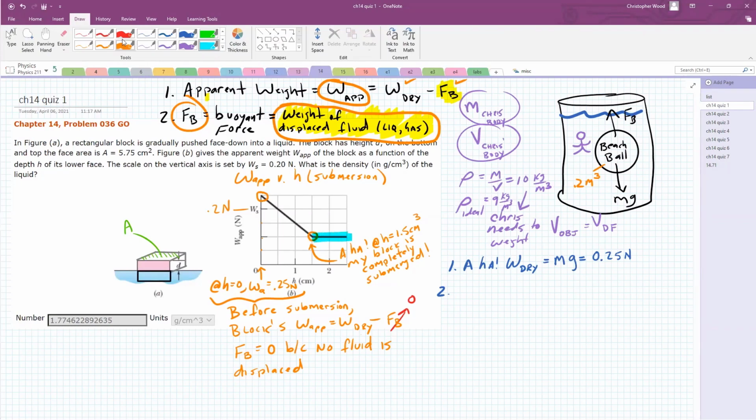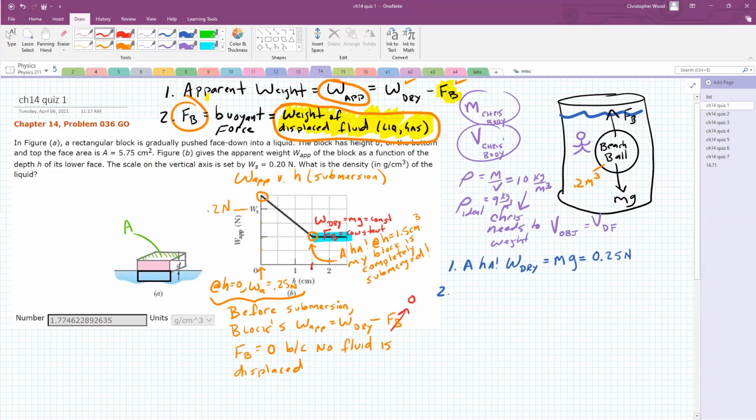So in this flatline region, I can say two things are constant. I can say the dry weight is constant for sure. Dry weight is never going to change, because dry weight just equals mass times gravity, and that's equal to a constant. The other thing I can say is the buoyant force also equals a constant, because remember, buoyant force is the weight of the displaced fluid. And after a submersion of 1.5 centimeters, there's no more displacement. I've displaced all of the fluid that this block can displace. So that is another aha moment.